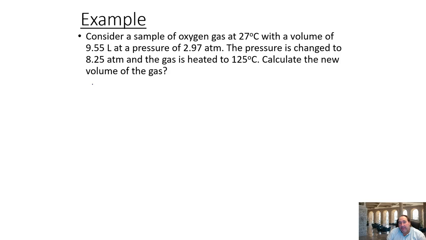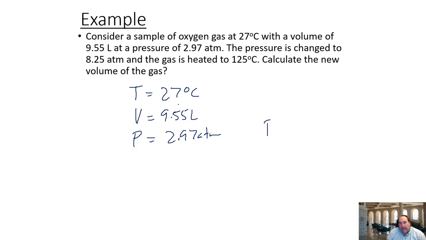I'm just going to pull out some information. I've got a temperature of 27 degrees Celsius, which goes with a volume of 9.55 liters and a pressure of 2.97 atmospheres. I have another pressure, 8.25 atmospheres. I'm going to increase that temperature to 125, and I am looking for a volume.